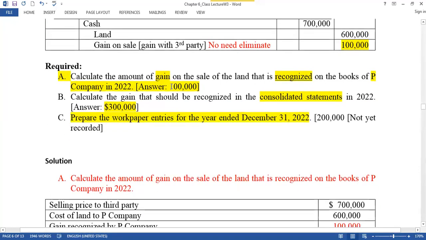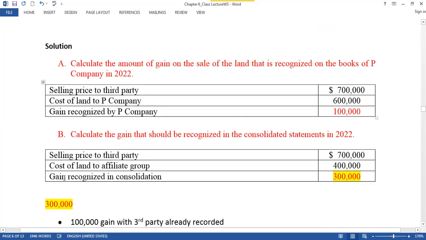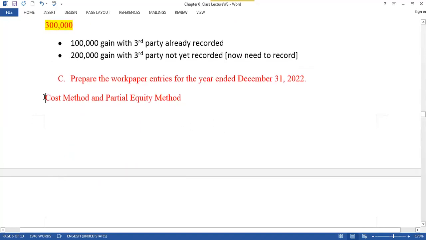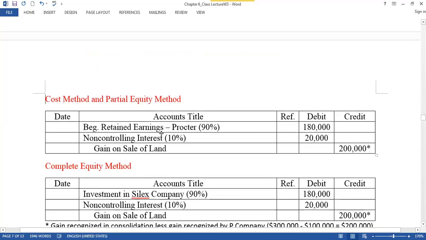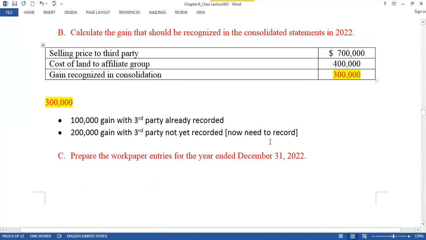So this 100,000, I repeat again, don't be confused. This 100,000 already recorded, right? Then we calculate $300,000, 200,000 not yet recorded. Now question C said that prepare this work paper entries. Actually, this is for the remaining $200,000. Now, what is the journal? So if it is cost method, we need to record this 200.